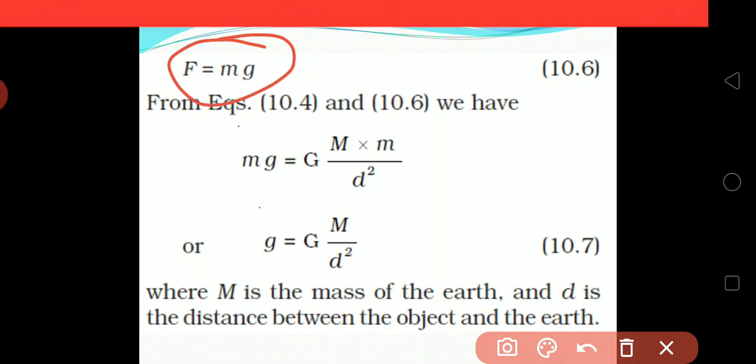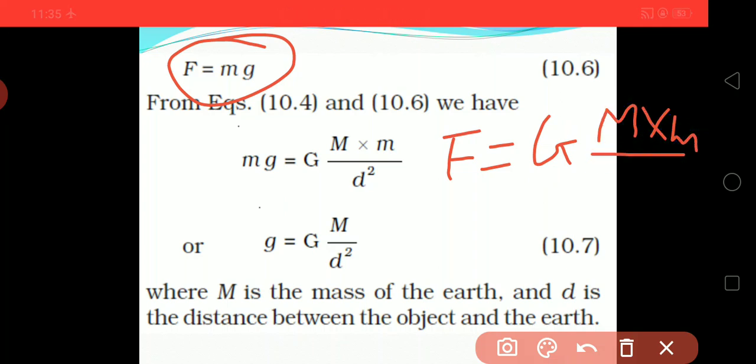F is equal to mg, and we also have another equation, the universal law of gravitation: F is equal to capital G capital M into small m upon d square.